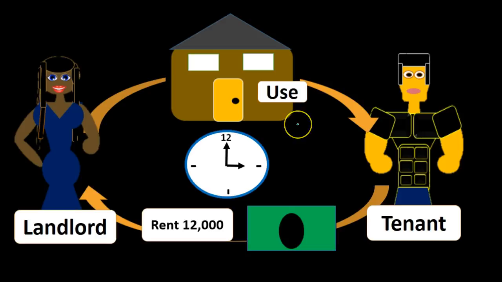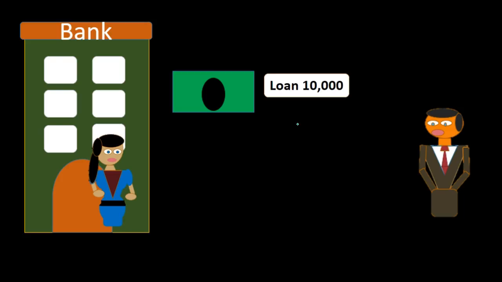This is straightforward with the use of the home because we can see the home, we see the use over time, we're consuming that usage over time, although the house always belongs to the landlord. The same thing is true when we have a loan.